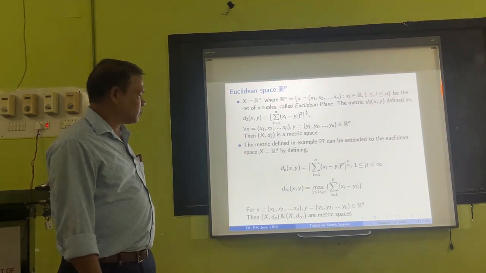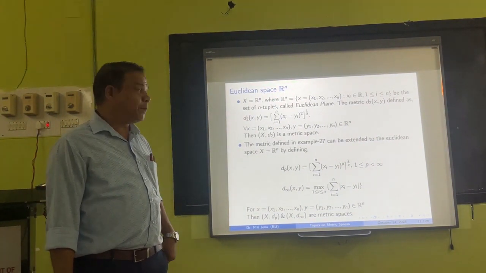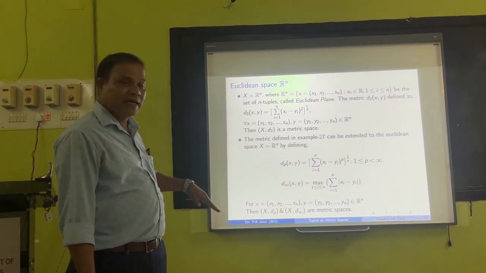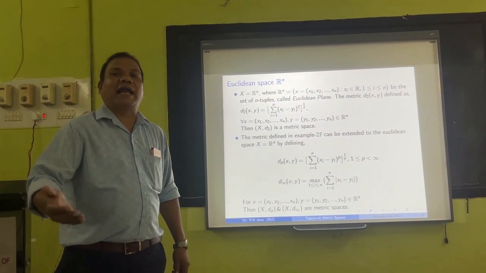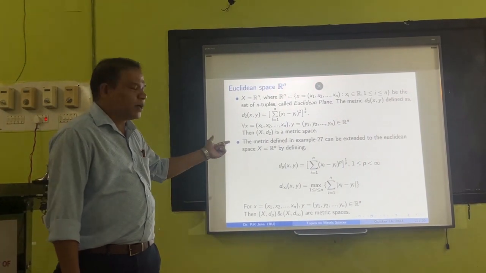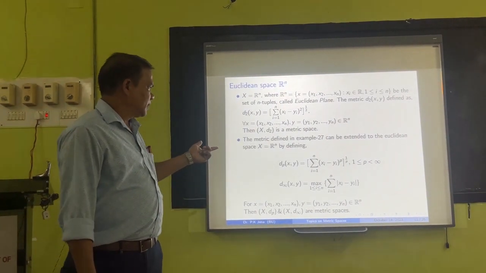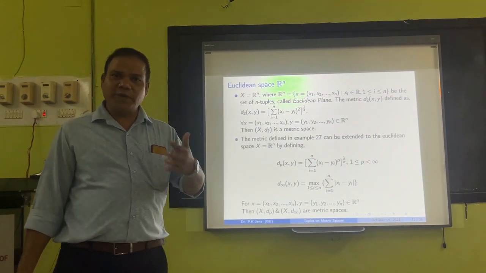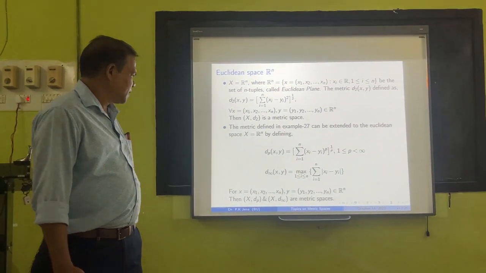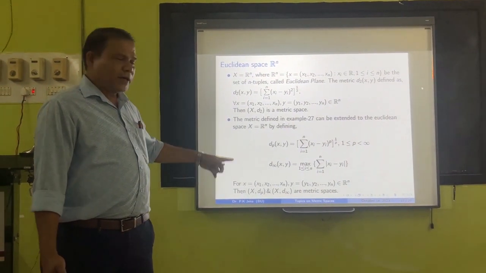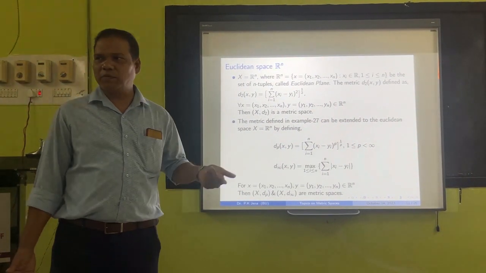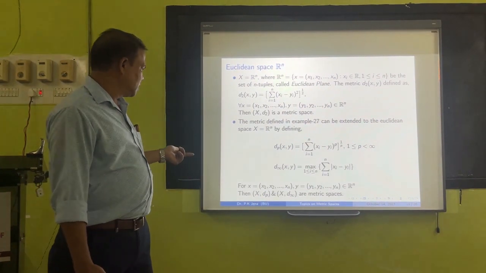Here we have also defined the D infinity metric. In Dp of x, y, you will be astonished to know that you can generate infinitely many metrics on Rn. Quite an interesting example we have introduced here. Dp of x, y is the summation of modulus of xi minus yi, whole to the power p, whole to the power 1 by p, where p lies between 1 and infinity. Similarly, d infinity of x, y we define as the maximum of modulus of xi minus yi, where i lies between 1 and n.